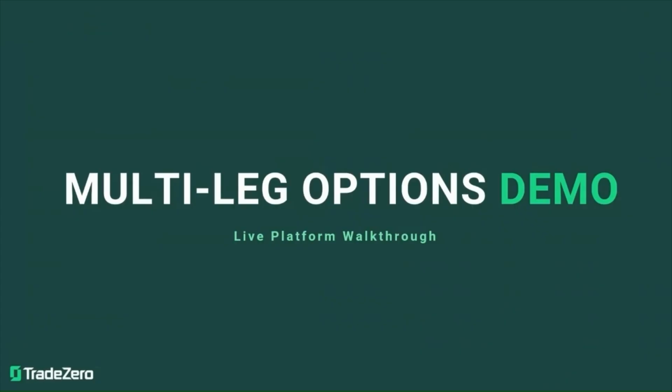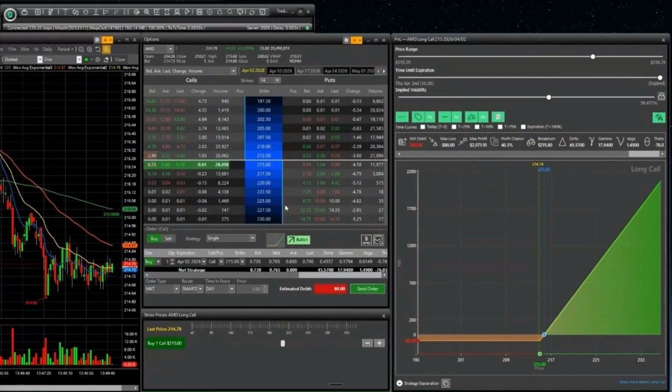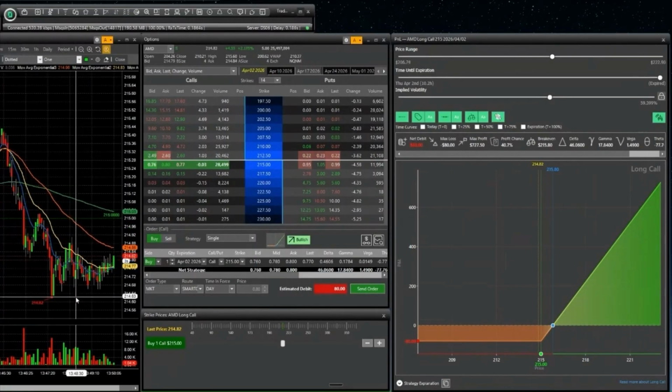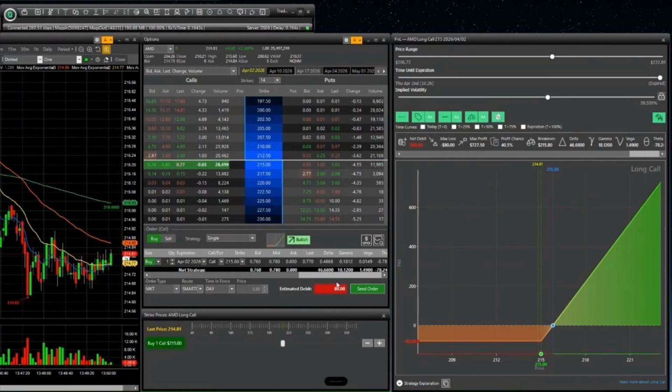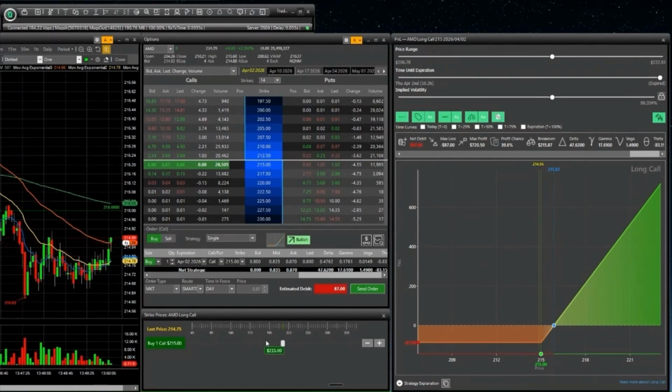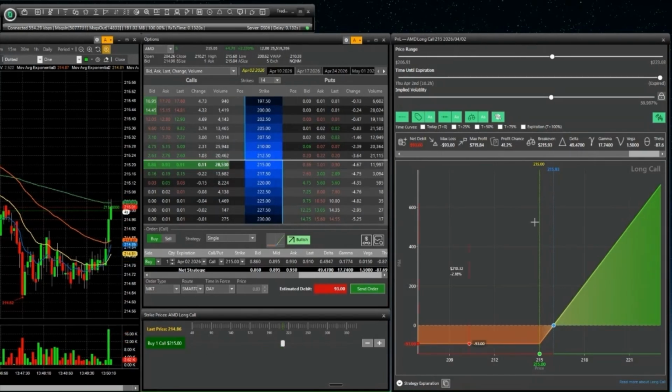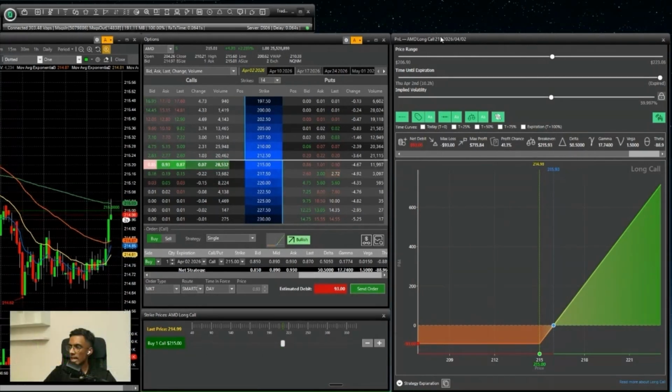So let's go ahead and jump into a live demo. I've got Zero Pro 648 loaded up. I've got a nice little chart. In the middle, I've got my options chain with a new options strike slider below the chain, which I'll show you in just a second. And on the right, we've got the new options analysis P&L graph, also known as the risk graph.